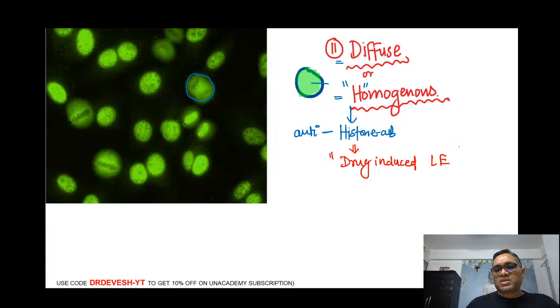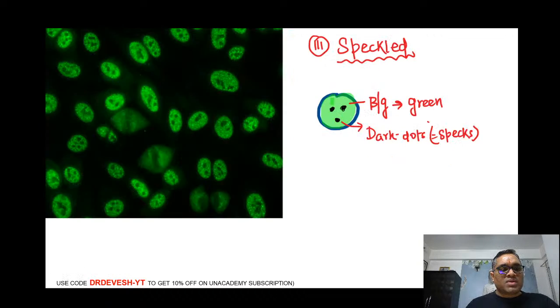So this point you should always remember. Antihistone is used for diagnosis of drug-induced lupus erythematosus, right? Hydralazine or procainamide are the drugs which are commonly associated with drug-induced lupus. So clear? When you find rim pattern, it is double-stranded DNA. When you find diffuse or homogeneous pattern, it will be an antihistone antibody. Now coming to the next one.